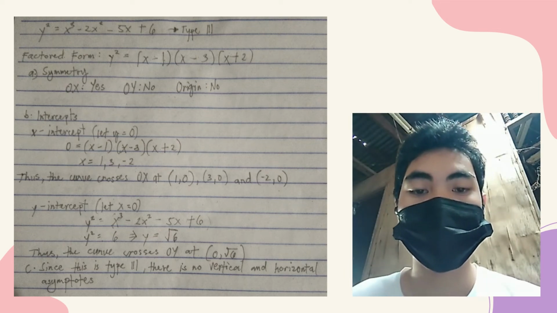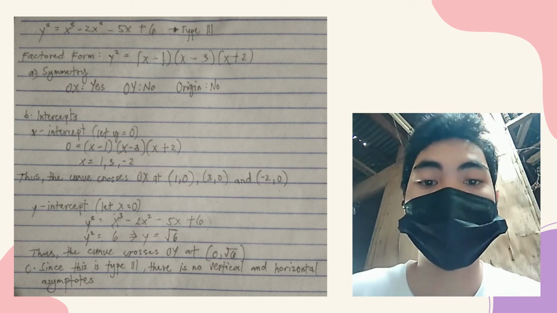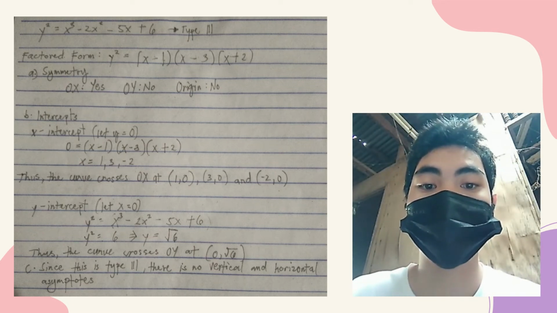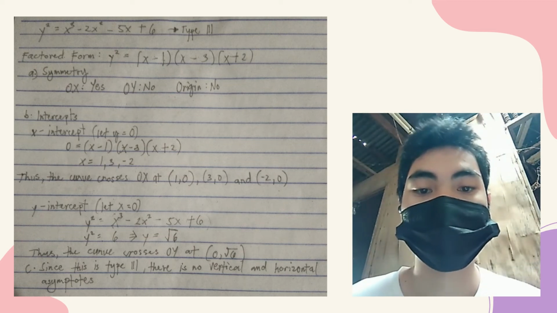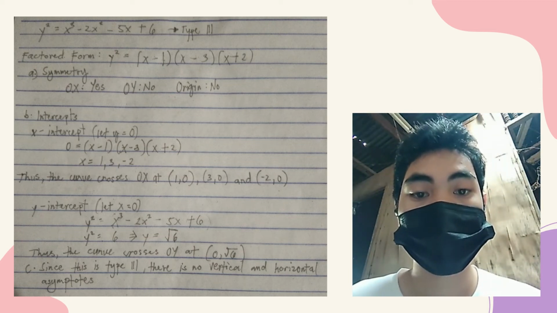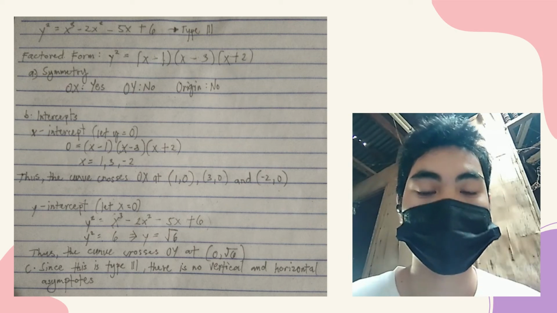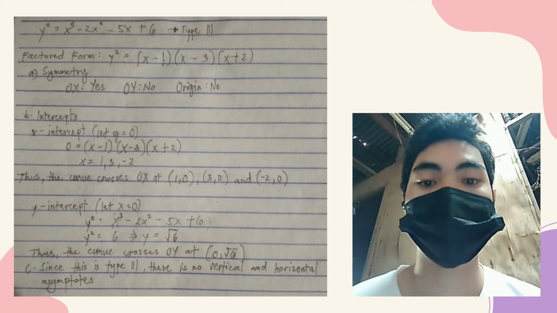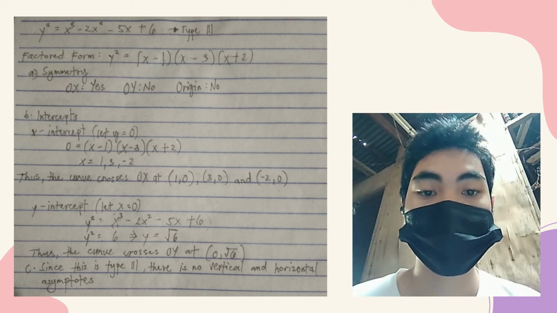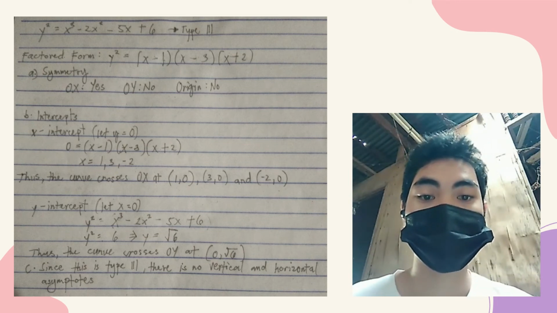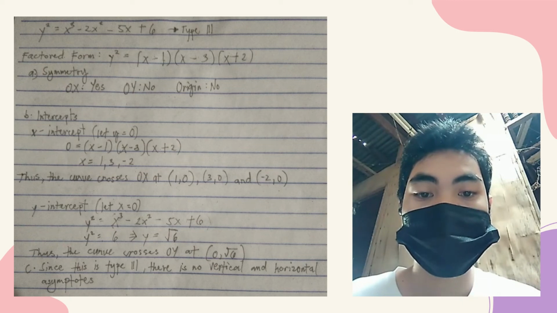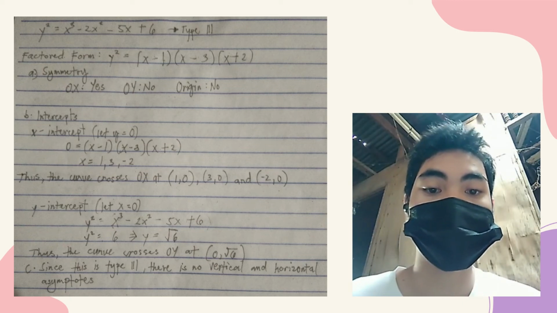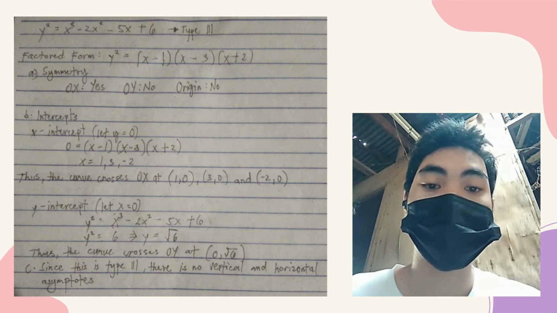In this video, we will discuss and trace the curve defined by y squared minus x cubed minus 2x squared minus 5x plus 6. So, it is in its standard form. So, what is the factored form of this equation? The factored form of it is y squared is equal to the quantity of x minus 1 times the quantity of x minus 3 times the quantity of x plus 2.